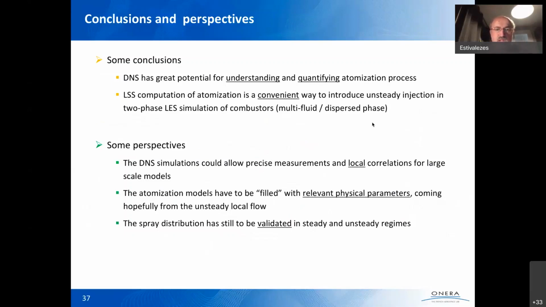And the idea is to put all the information we can gain from DNS into the large-scale simulation. Okay, I will stop my presentation here. Thank you.